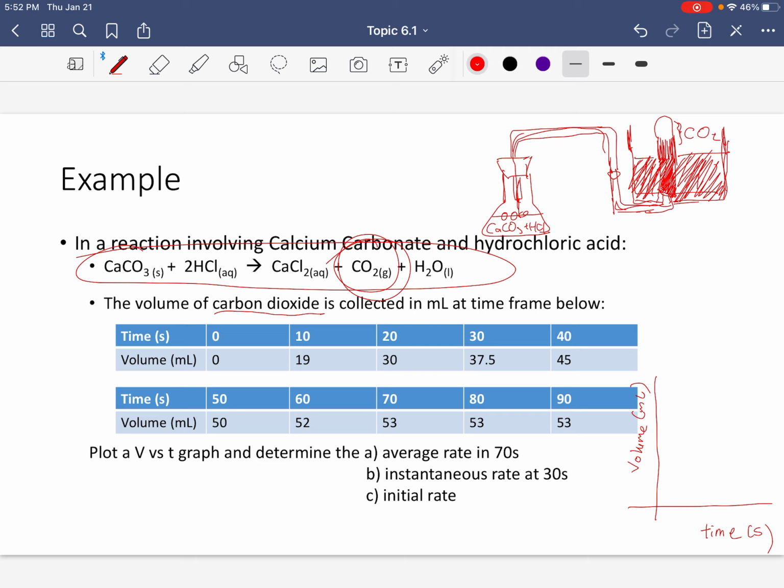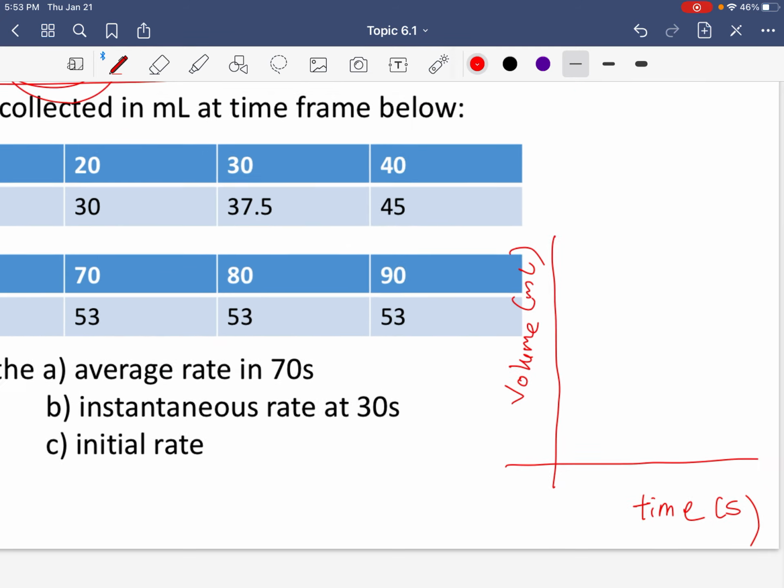And when you plot this, see what kind of graph you're going to make. Is there a trend? Is it a line of best fit, or is it a curve of best fit? Graph that. After graphing that, we're going to do these. Find the average rate in 70 seconds. Then I'm going to ask you to find the instantaneous rate at 30 seconds and the initial rate. Now you may be thinking, what's the difference between all three of these things?